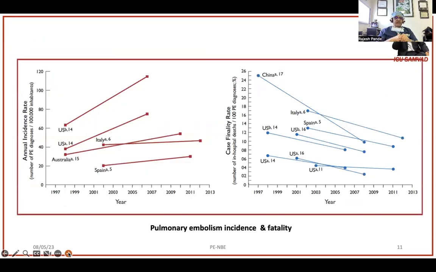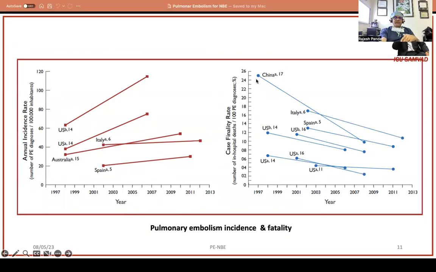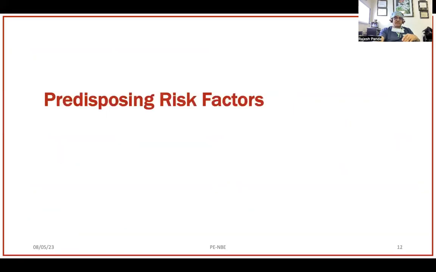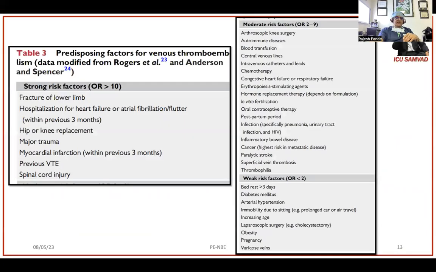Over a period of time, because we are diagnosing more and more cases, you can see that the annual incidence rate globally is going high, as you can see here. But the case fatality rate is coming down because of our better understanding, early pickup, and the better early anticoagulation and thrombolysis. Now, what are the predisposing risk factors?